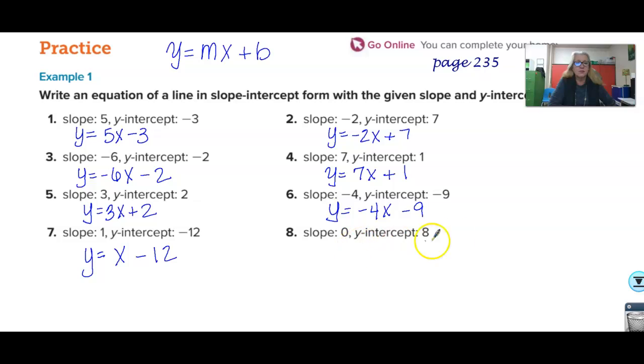Now here, this one's interesting. The slope is 0, so we would have y equals 0x plus 8. Okay, what happens when you multiply 0 times x? It goes away. So the equation of this line is y equals 8, okay? This is a horizontal line at the point where y equals 8. It'd be like right here, okay? Don't put 0x, because any unnecessary information in your equation, reveal will have a fit.